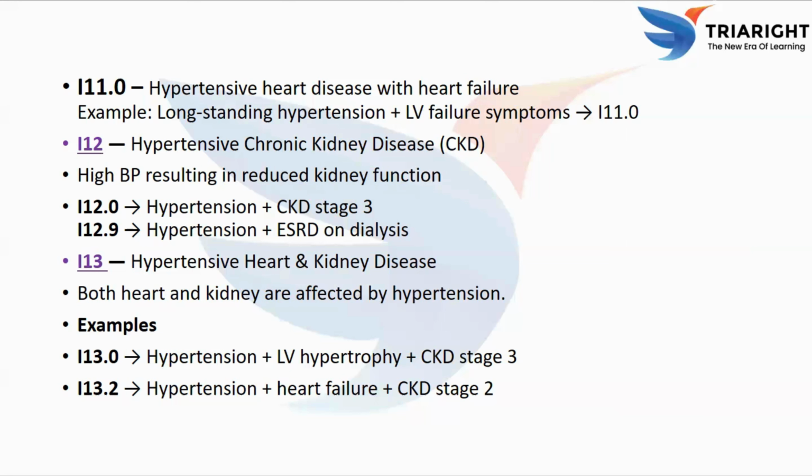So why does this matter? The two organs are interconnected, right? Heart and kidney are interconnected. So whenever the kidney failure increases, BP rises and heart failure reduces kidney perfusion, creating a cycle. So this is about hypertensive heart and kidney disease.